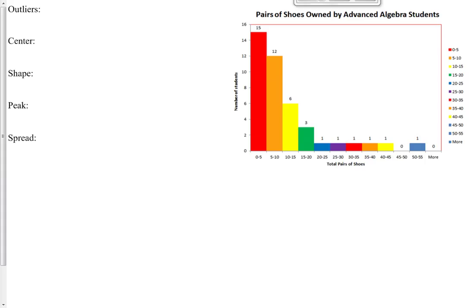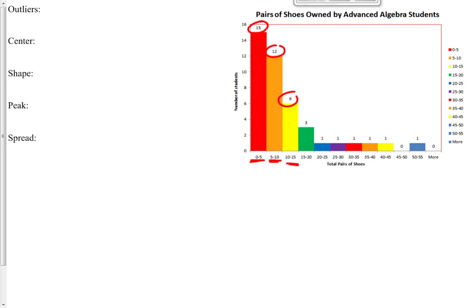Here we have a histogram off to the right, and to get some context of what the data is about, this is the number of pairs of shoes owned by advanced algebra students. I did a survey years ago, and here 15 students own between 0 and 5 pairs of shoes. Then there are 12 students that own between 5 and 10 pairs of shoes. Then you get some students that own more, 10 to 15 pairs of shoes. There were 6 of those students, and as you can see, the rest goes on.